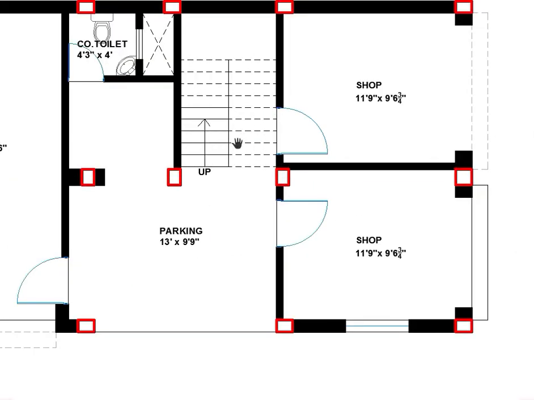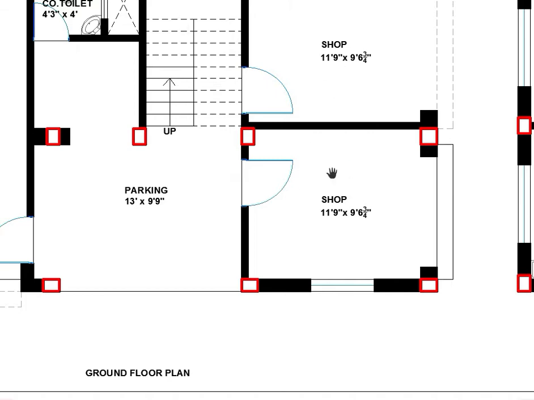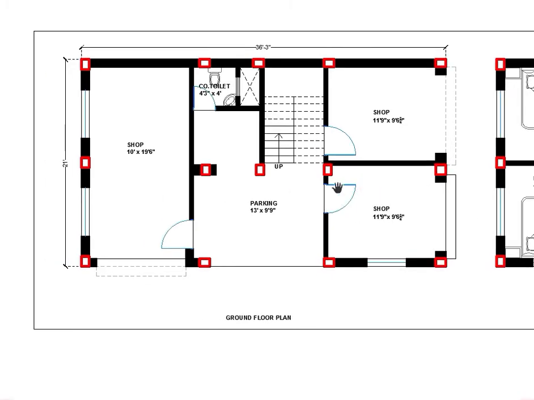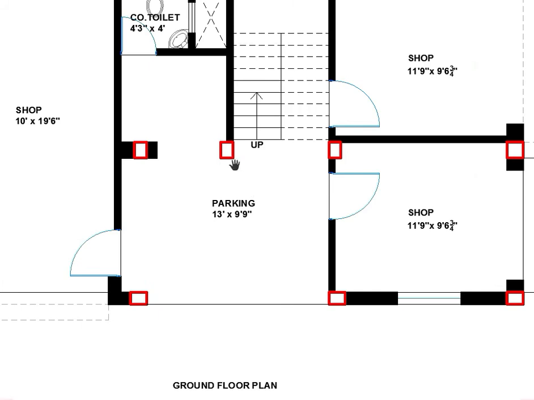Here is the staircase that goes to the upper floor, and this one is the other two shops, which are the same in size and shape. This shop is 11 feet 9 inch by 9 feet 6. Horizontally here to here is 11 feet 9, and here to here vertically is 9 feet 6 inch. And here we provide a revolving shutter, and here is the back of the private entry.